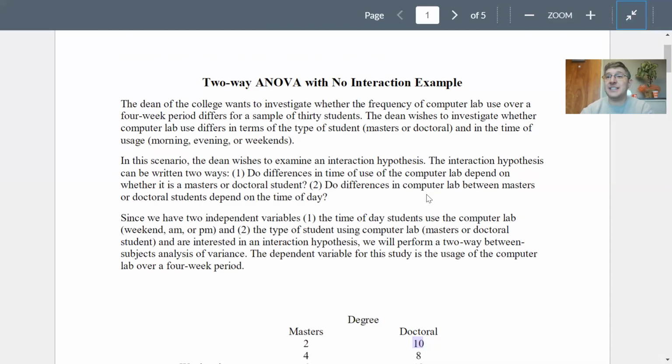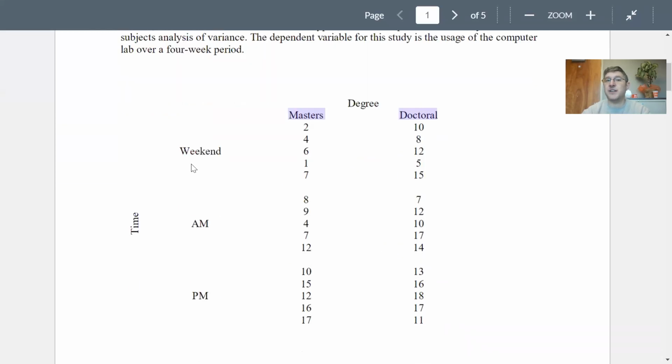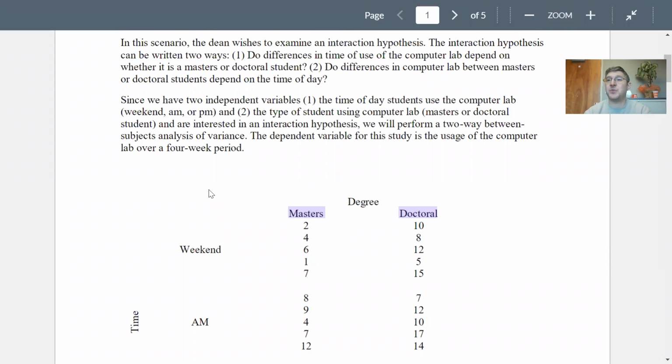But as you can see in this example, we have two independent variables. The time of day the student uses the computer lab, whether it's in the weekends, the mornings, or the evenings, and the type of student who uses the computer lab, whether it's a doctoral or master's student. So this is why it's a two-way analysis of variance. We could think of it as a 2x3 analysis of variance, because we have 2 levels of our degree factor and 3 levels of our time factor. That's why we might call it a 2x3 between subjects factorial analysis of variance.